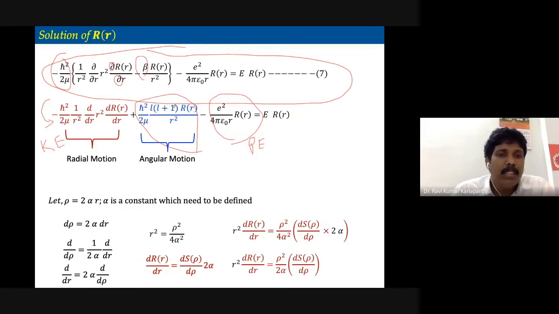As you know, the radial motion is nothing but, suppose you have a nucleus in the hydrogen atom, and you have an electron, right? The electron can move in different directions. It can move away from the nucleus, or close to the nucleus. So when the electron is moving radially, its kinetic energy is changing. That is why the first term is there.